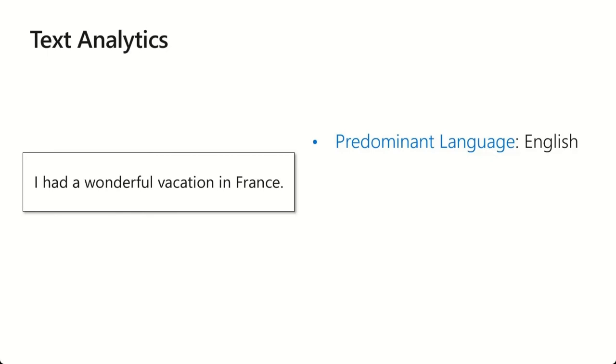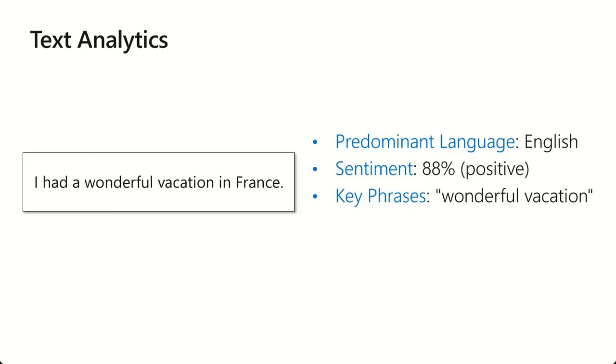Next up, and we had four, remember, it can evaluate the sentiment of the text. So let's see what sentiment analysis does. 88% positive, because wonderful is seen as a positive thing. And the third one is it can detect key phrases. So what would be the key phrase here? Wonderful vacation. And the last thing is entity recognition. My guess is that France would be an entity here. And indeed, it correctly identifies France as an entity. Yeah, so really a simple example of text analytics.